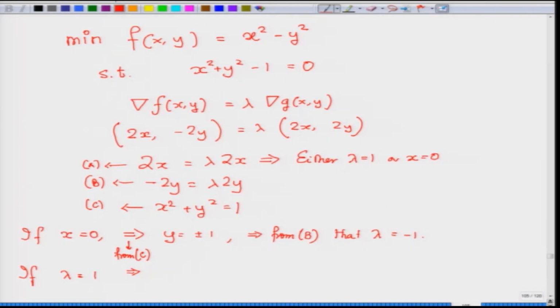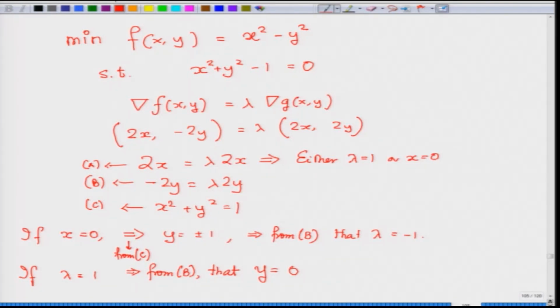Lambda equal to 1 means I can take any x. Lambda equal to 1 simply means I have to put y to be zero here, because I cannot put y to be 1, since it will become minus 2 equal to 2. So, if lambda is 1, then it implies from B that y is equal to 0, because there is no other choice. With lambda equal to 1 in this equation, minus 2y is equal to 2y holds only if y is equal to 0. Basically, if you put lambda equal to 1, you will have 4y equal to 0, so y equal to 0.